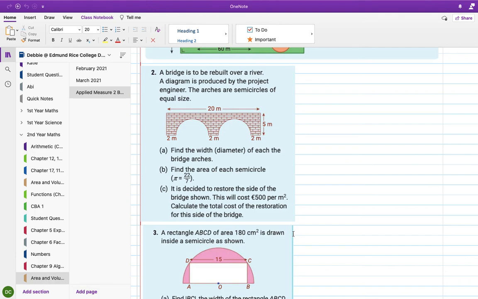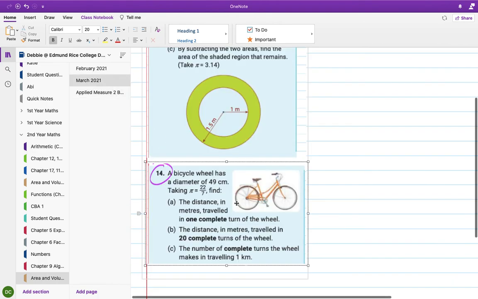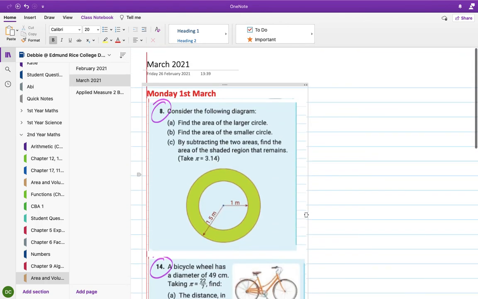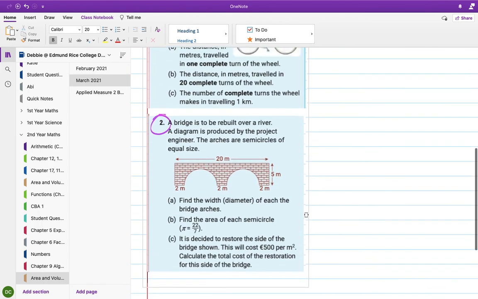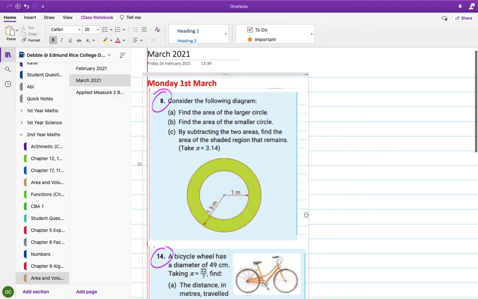And we'll obviously mark it the next class. So I'm going to do the bridge there, number 2. All right? So it's 3 questions for homework. The shaded area, the bicycle, and the bridge. Okay? Right, let me know if you run into any problems. Thanks, guys.